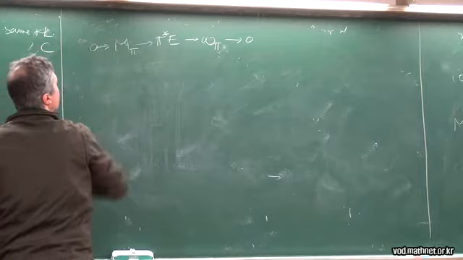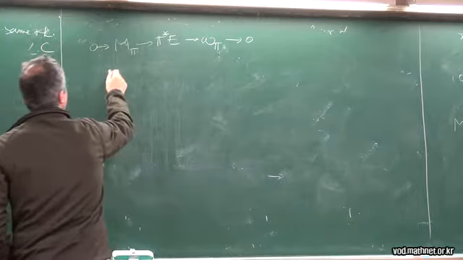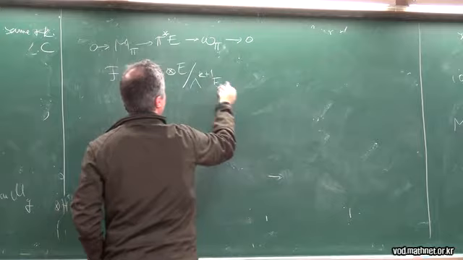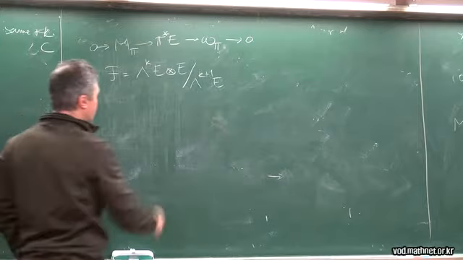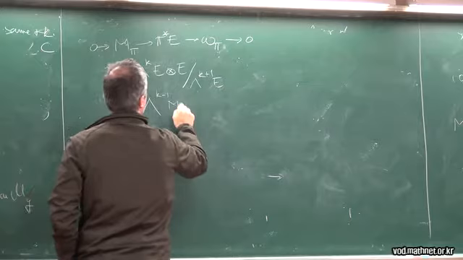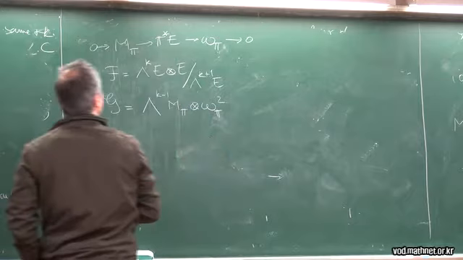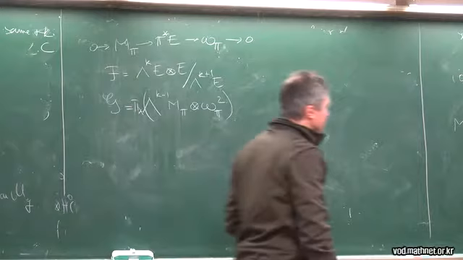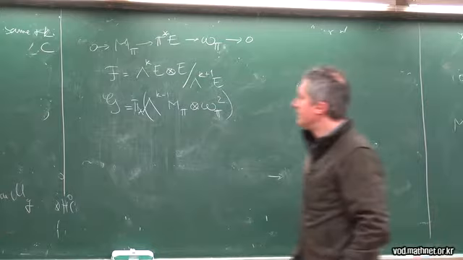And now F will be wedge k E tensor E modulo wedge k plus 1 of E. It's clear that we have a morphism from wedge k plus 1 of E to the tensor product; they just take this quotient. And G will be wedge k minus 1 M pi tensor omega pi squared, something like that. And this is upstairs, so you have to take the push forward downstairs. So that's somehow the construction. And so you get the morphism.